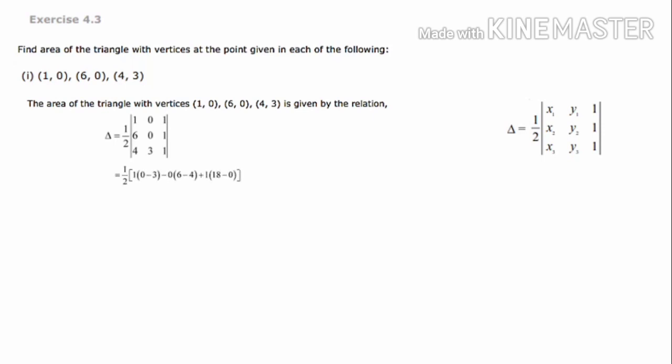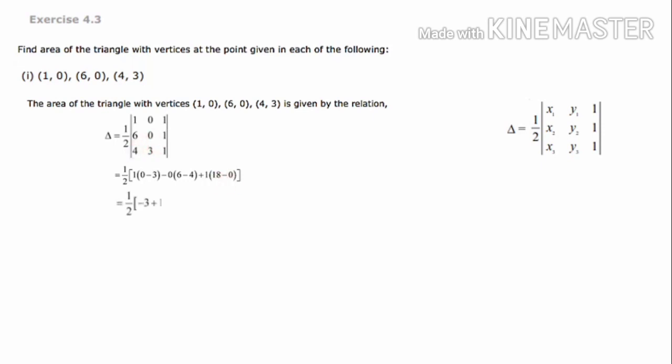Go for the calculation: 1/2 into, we can expand along the first row. Here one element is 0, so expand along the first row. That is 1/2 into 1 into, leaving the first row and first column, 1 into 0 that is 0, minus 3 into 1 that is minus 3. Then the second element, minus 0 into, row and column gone, 6 into 1 that is 6, minus 4 into 1 that is 4. Then the third element, 1 and 3, that is 1 plus 3 is 4. 4 is an even number, so the sign is plus. Plus 1 into, row and column gone, 6 into 3 that is 18, minus 4 into 0 that is 0.